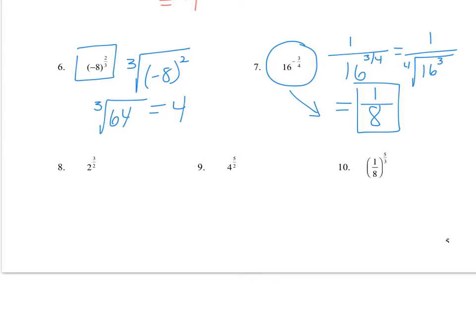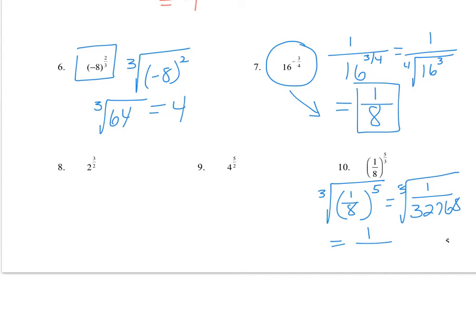All right, let's go to number 10. 1/8 raised to the 5/3 power. So it's the cube root of 1/8 raised to the 5th power. Well, 1/8 raised to the 5th power is, let's see, cube root of 1 to the 5th power is 1. 8 to the 5th power is 32,768. And again, I'm using my calculator. All right, cube root of that on my calculator comes out to be, math fraction, enter, 1 over 32. Okay, let's go on to the next page.